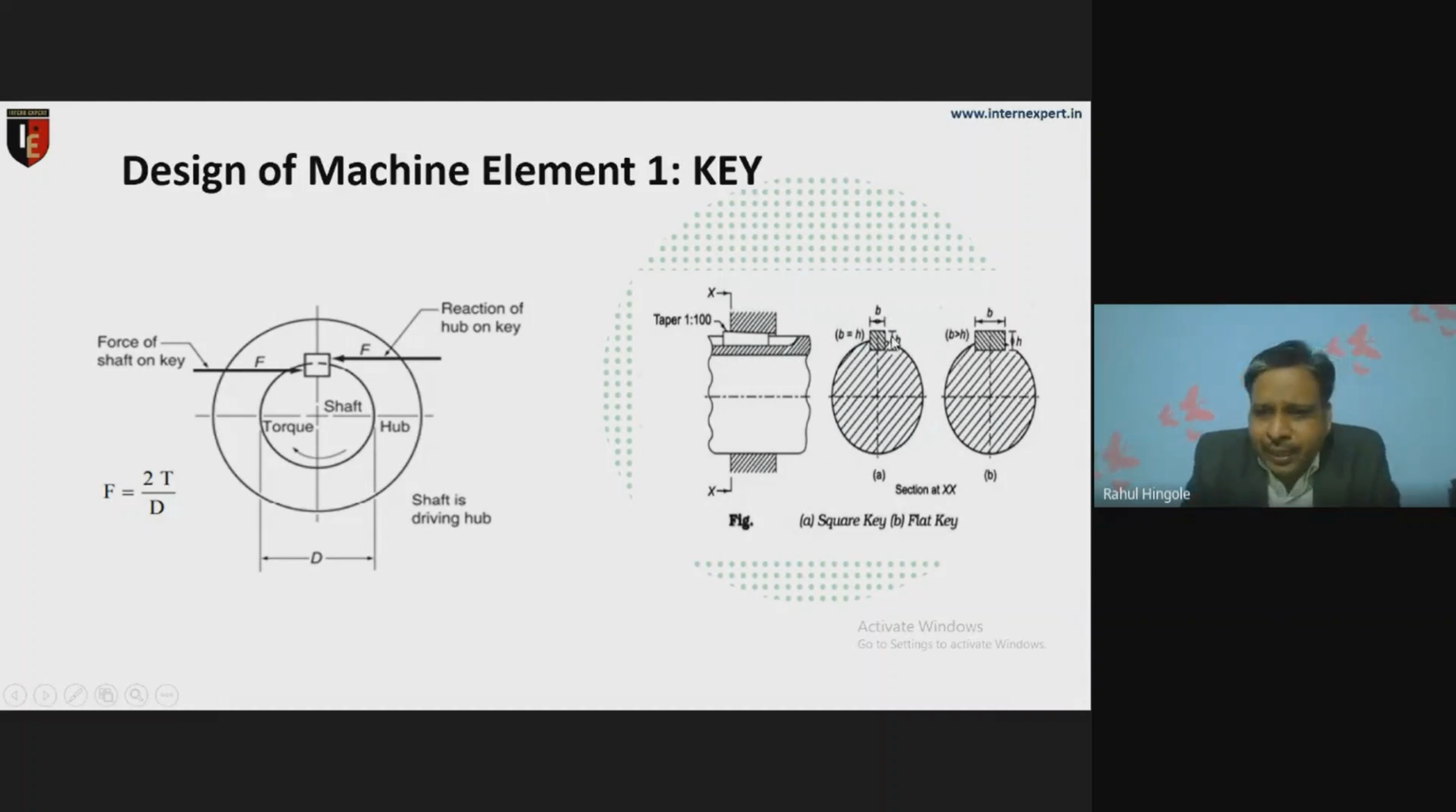In the square key, height and width are equal. What is the square key? The square key is the key where height and width are equal. Forget about the length now. Secondly, in the flat key, the height is h and the width is b. Here width b is greater than height h in the flat key. This is the basic difference I am telling, the basic information.